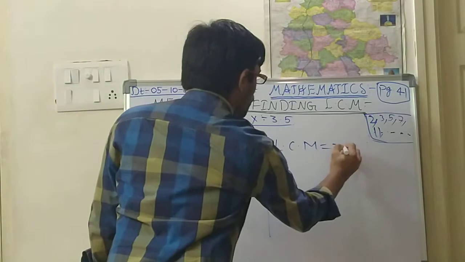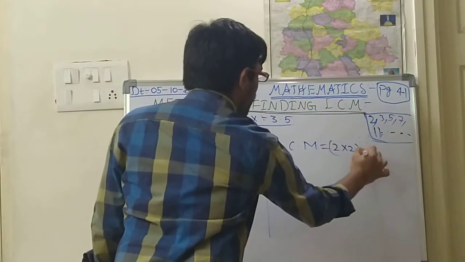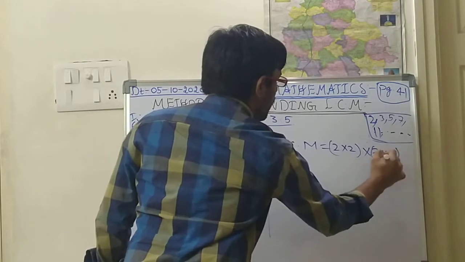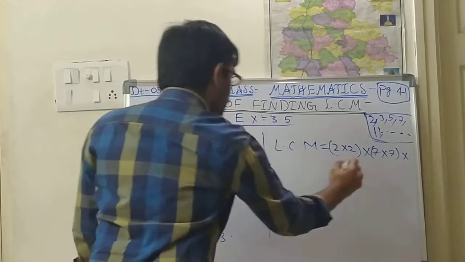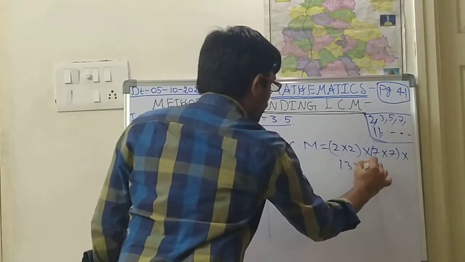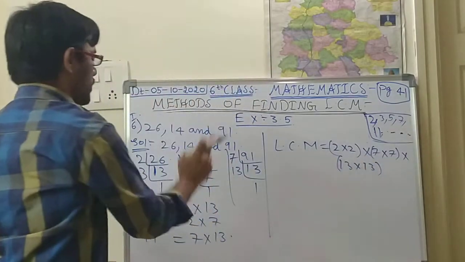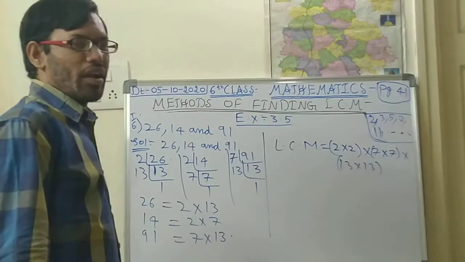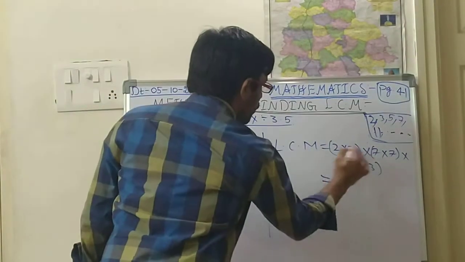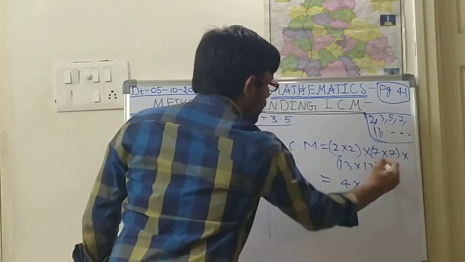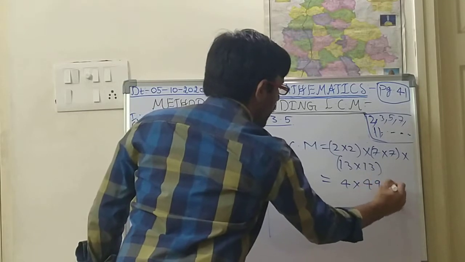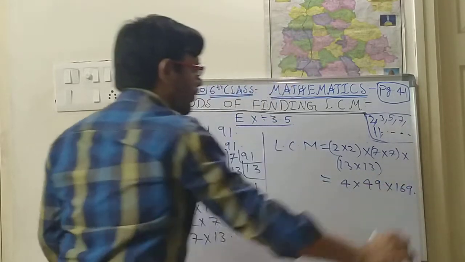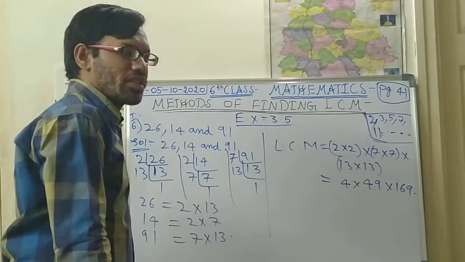Okay. So 2 into 2, 7 into 7, 13 into 13. All the numbers you should multiply because there is no common prime factor. So first 2 into 2 is 4, 7 into 7 is 49. Next 13 into 13 is 169.